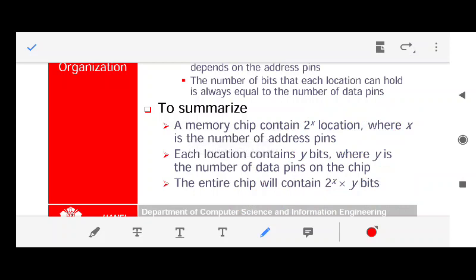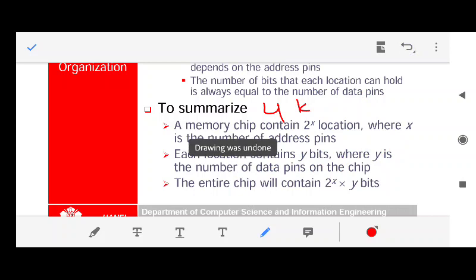For example, the memory chip contains 2 to the power x locations. This I have already told you that if it is a 4 kilobytes RAM or ROM, then what does it mean? It means it contains 2 to the power 12 locations, where 12 is the address lines. Fine, this you all know.